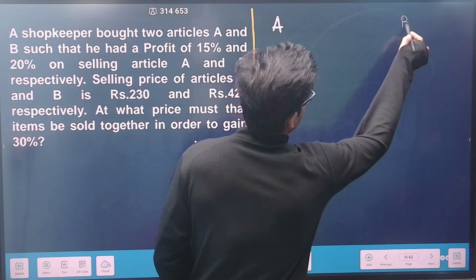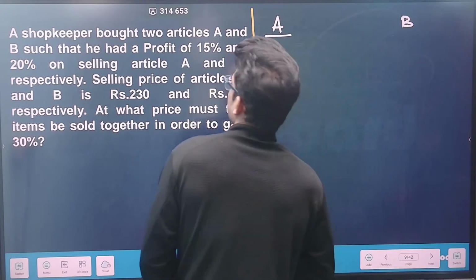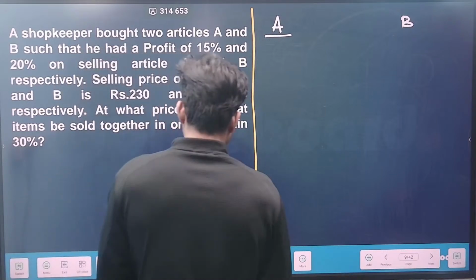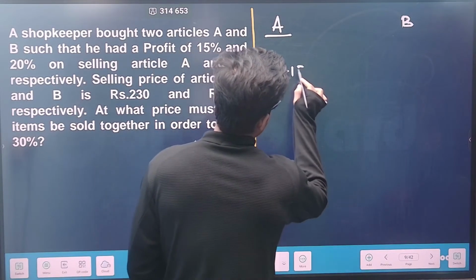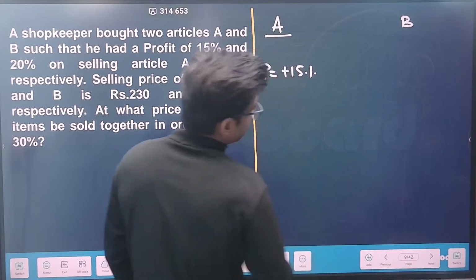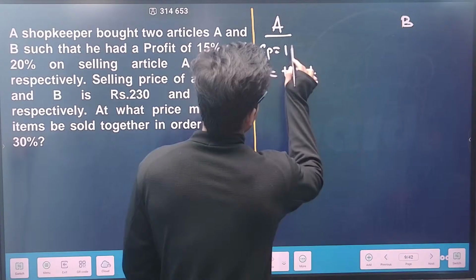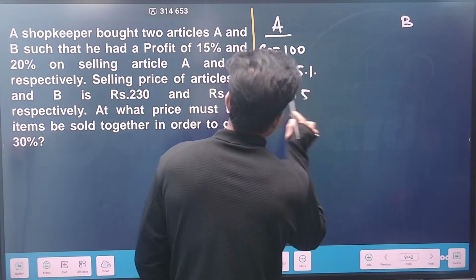You'll write down here, one is article A and the other is article B, such that he had a profit of 15%. So can I say article A is having a profit of plus 15%? If I assume my cost price is 100, then my selling price would be how much? 115, correct?